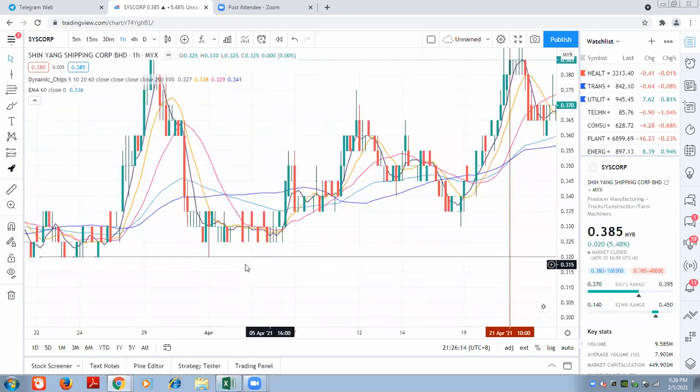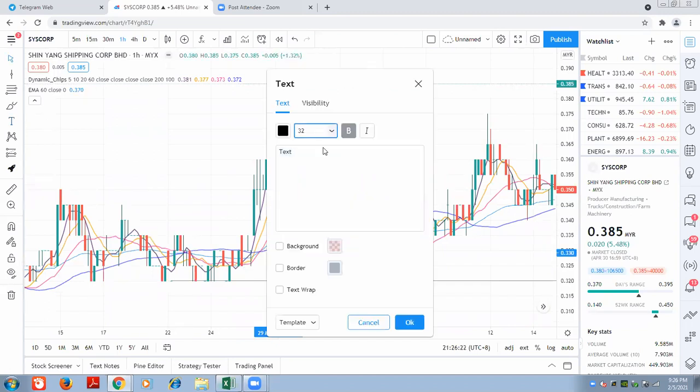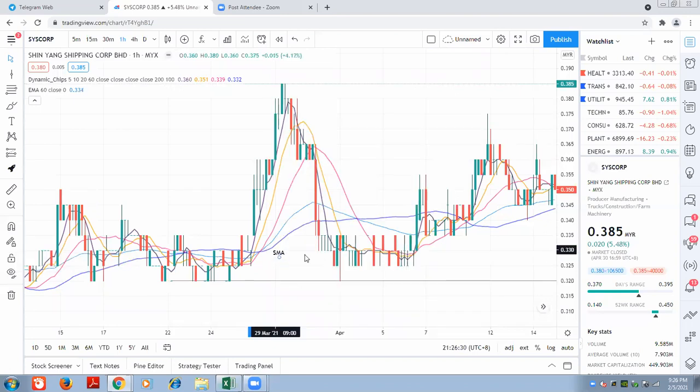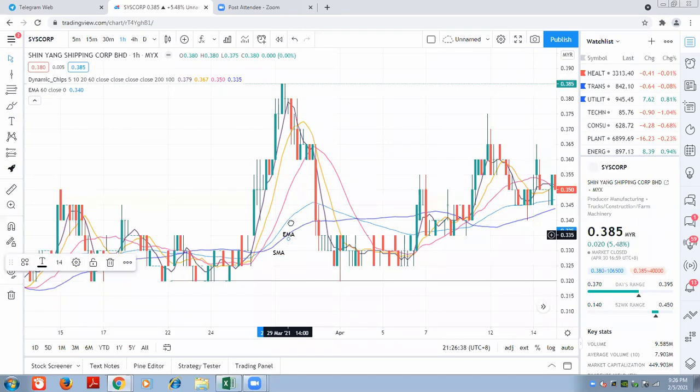Let's look at this one, the position of the MA. This is the SMA, and then this is the EMA. The EMA is closer to the candle compared to the SMA, so the EMA will trigger first. You see, it has already crossed the candle.